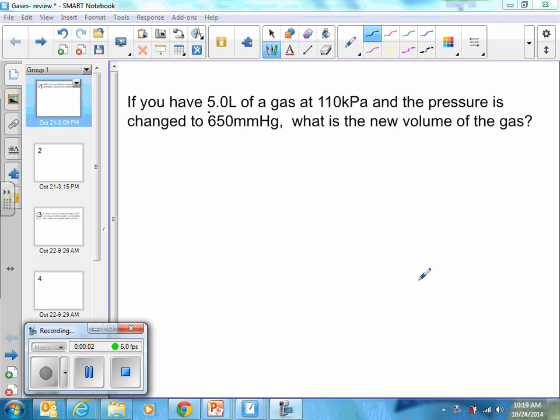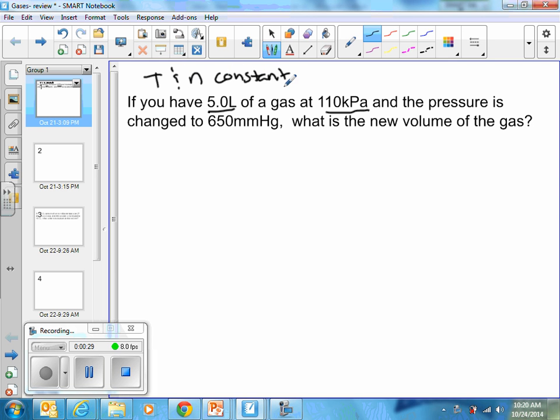All right, so if we have 5 liters of a gas at 110 kilopascals and the pressure is changed to 650 millimeters of mercury, what is the new volume of the gas? So I'm dealing with volume and I'm dealing with pressure. There's no mention of number of moles or mass of the gas, and there's no mention of temperature. So we assume that those two things, T and N, are constant.